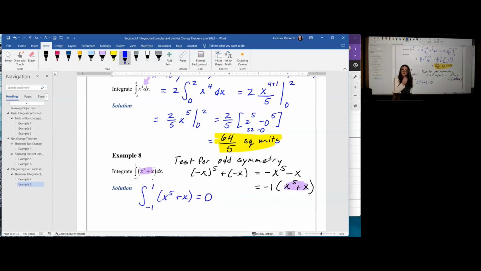Now, could you work it out instead using the power rule? Yes, of course you can. And you will get exactly the same result. It's just that, well, it's shorter if you don't have to do that.